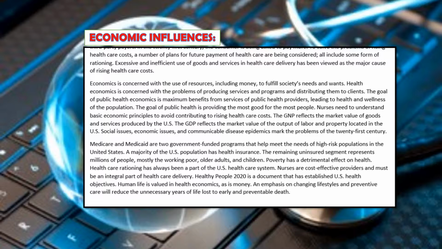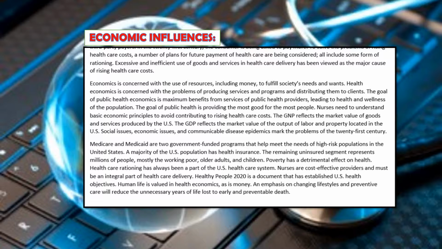Okay? Medicare and Medicaid are two government-funded programs that help meet the needs of high-risk populations in the U.S. A majority of the U.S. population has health insurance now. The remaining uninsured segment represents millions of people, most of them the working poor, older adults, and children. Poverty has a detrimental effect on health, and we know that. So health and economics, we know poverty feeds into that.